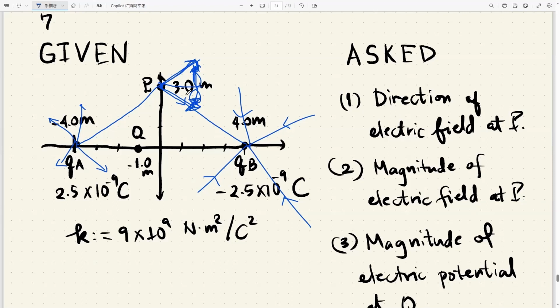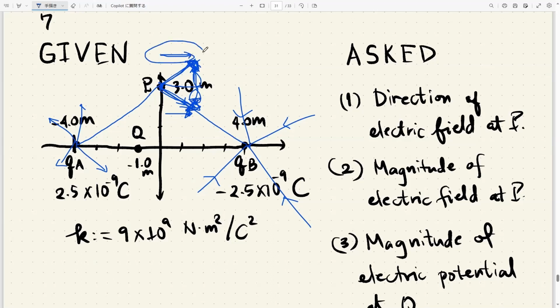However, as for the horizontal component, notice that due to A, it still has a horizontal component pointing this direction, right? Because the arrow is pointing this way. And due to QB, it still has this horizontal component, right? Because again, the arrow is pointing towards QB like that. And so we can safely say that in fact, the resultant electric field is actually pointing this direction to the right, right?